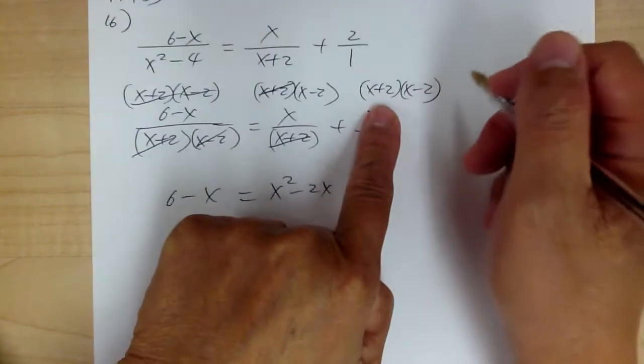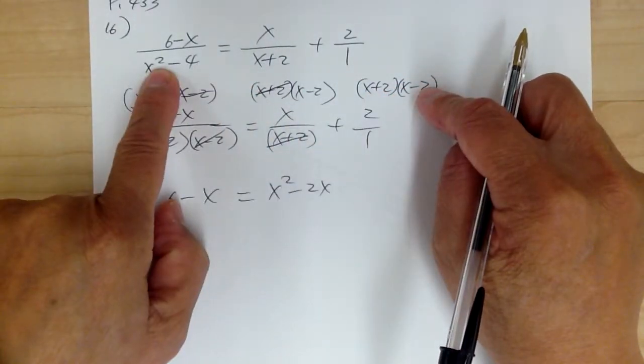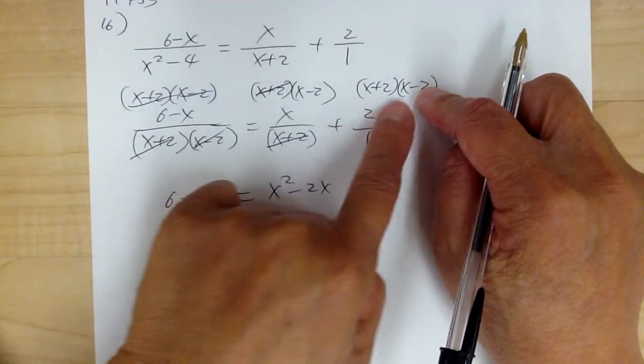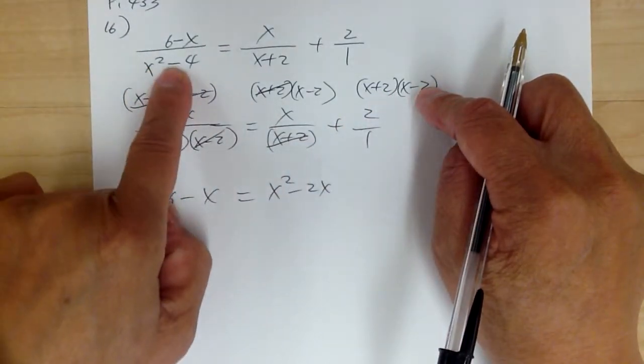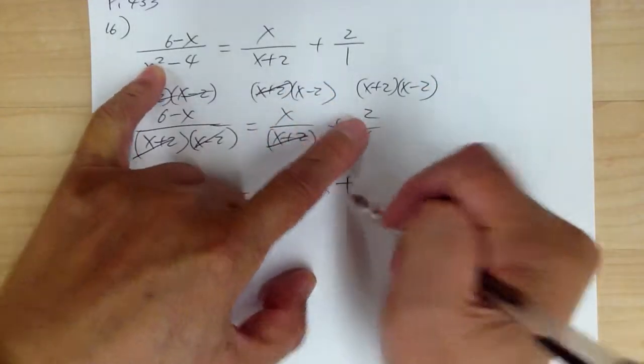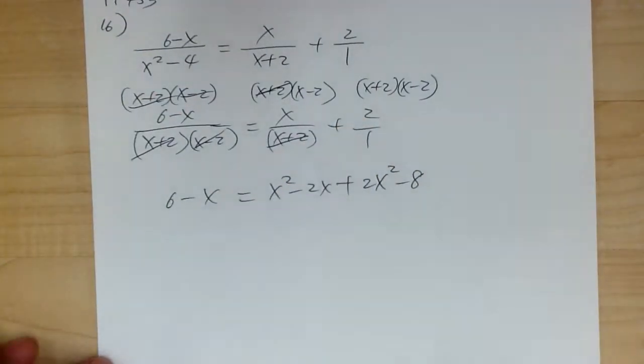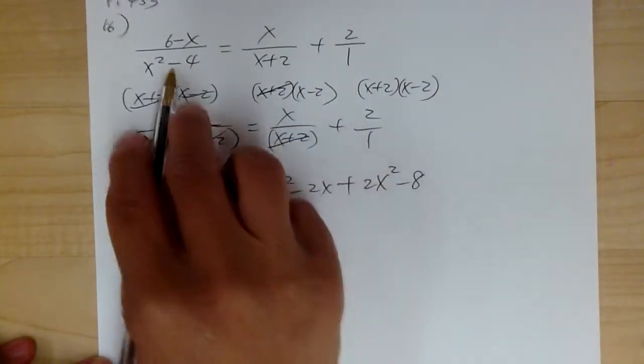Now this one you multiply. Now you need to know where this came from. This came from these, right? This came from here. So when you multiply, don't waste your time trying to multiply again because you have it over here already. So just multiply like this, okay? So you're going to get plus 2x squared minus 8. Again, this came from here, so just use this, multiply that.